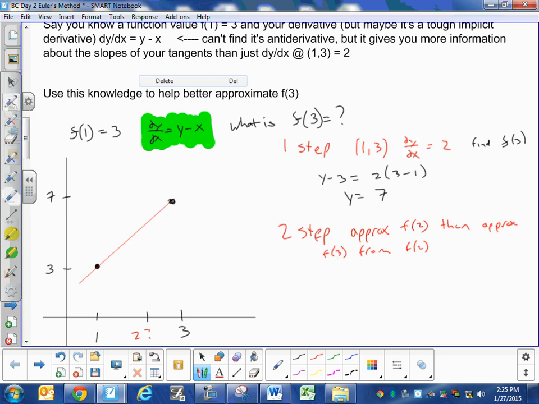Okay, so I'm going to start by just saying, okay, I have the point 1, 3. I know that the derivative is 2 at the point 1, 3. I'm going to find an approximation for f of 2 using these linear approximations. So I got y minus 3 is equal to my slope 2 times 2 minus 1. I get y is equal to 5. So all of a sudden, I have 2, 5. Okay, and that's right on the line of this. So. Right in between.